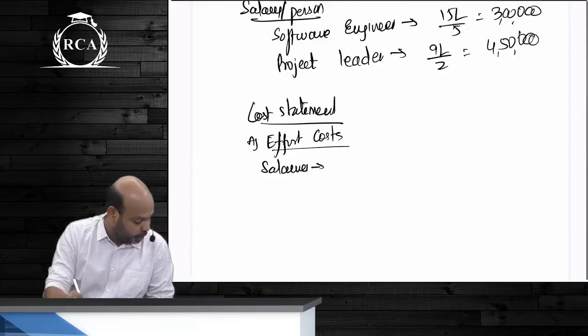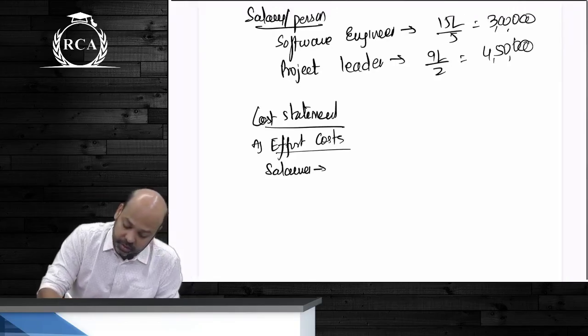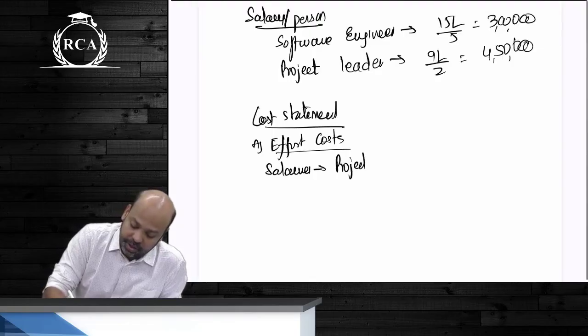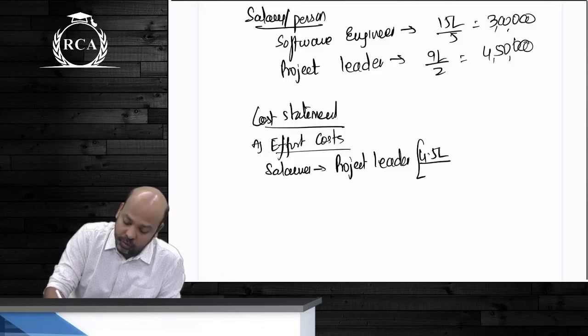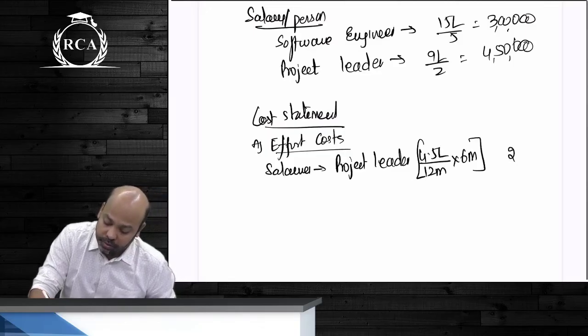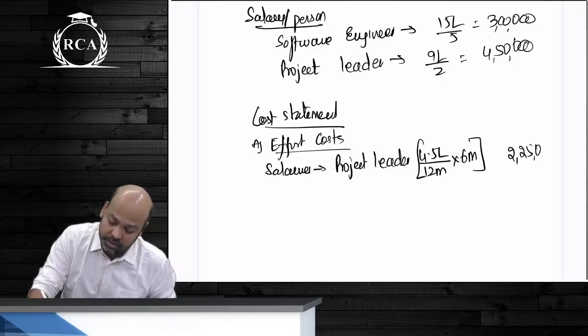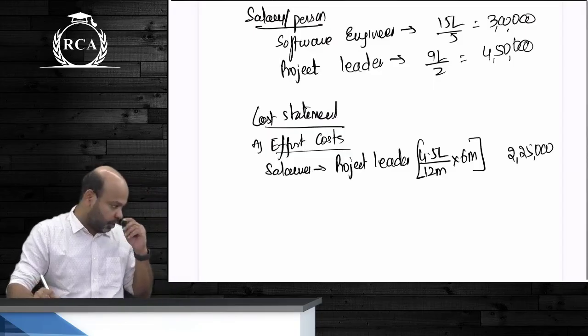How many project leaders guys? So project leader beta, we need 1 person. The total salary that we have to pay him beta is for 12 months 4.5 lakhs. So for 6 months beta that will be 2 lakh 25,000. This will be the salary that will be payable to the project leader.